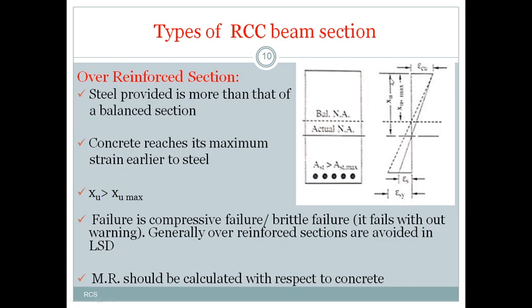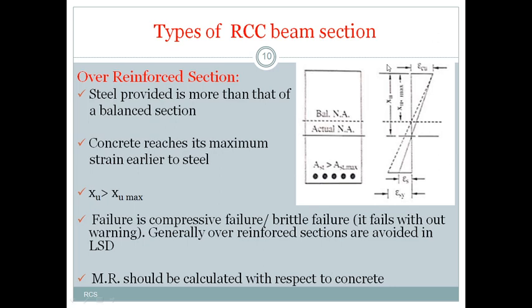From this, if you observe the actual depth of neutral axis and the maximum depth of neutral axis, this is the actual depth of neutral axis, and this is the maximum depth of neutral axis. Up to this only we can have the depth of neutral axis. Beyond that, it is a failure structure. We cannot design beyond that. But if you use steel more than required, what will happen? We are discussing that here.